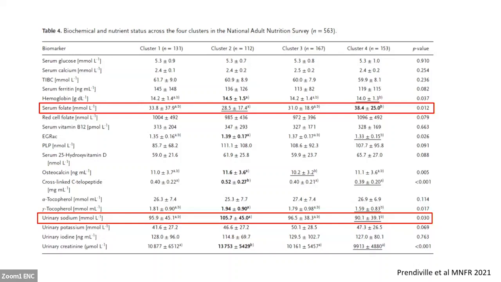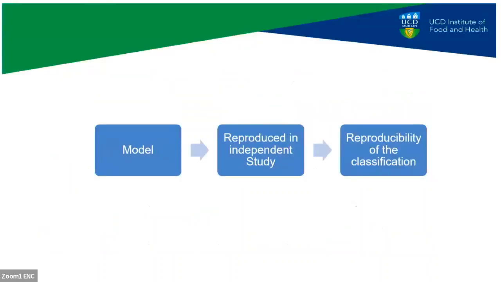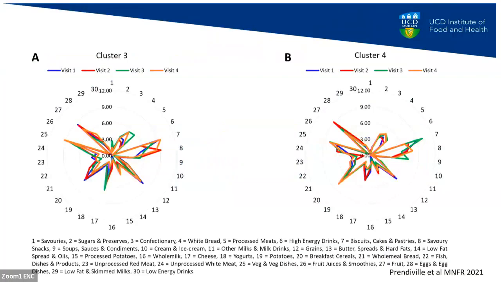So what we had here was a multivariate model based on metabolomic data that could classify individuals into 4 different dietary patterns. And then we wanted to see, could we reproduce this in an independent study? And if it was reproduced, how reproducible was an individual over time? So we did reproduce it in an independent study of 160 individuals. And here you can see the moderately unhealthy dietary pattern, and over on your right-hand side, the moderately healthy and the prudent dietary pattern.